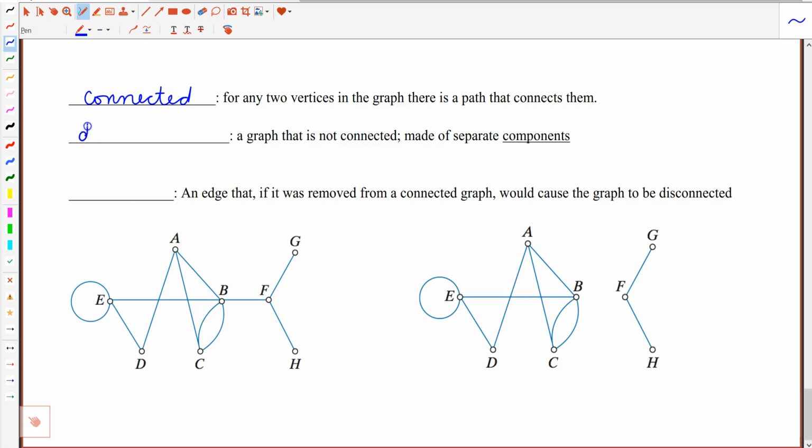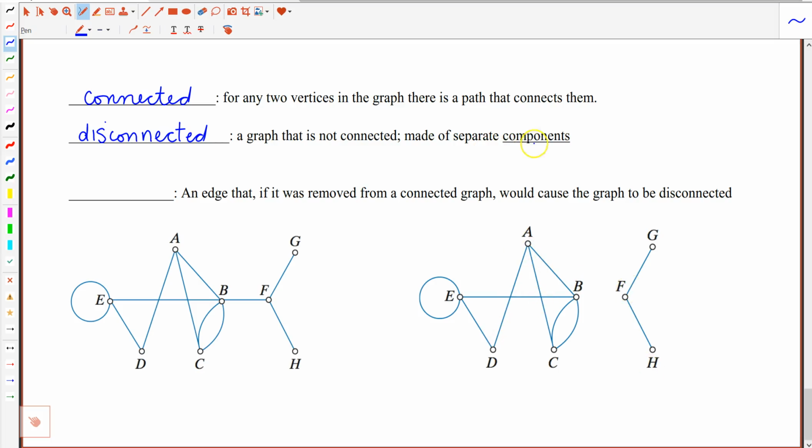So a graph is said to be disconnected if it's not connected. In that case, sometimes we make the argument that the graph is made up of separate components. In these graphs down here, if you look at the organization, it looks like the same graph, except this one is connected. If you pick any two vertices, it is possible to get from any vertex to another through a sequence of adjacent edges. But over here, it's not. For instance, there is no way to get from A to F. There is no connection for them.